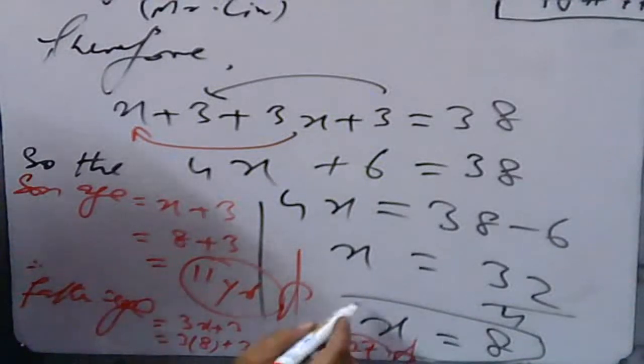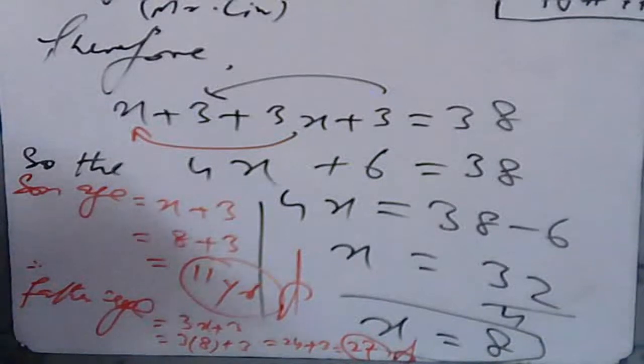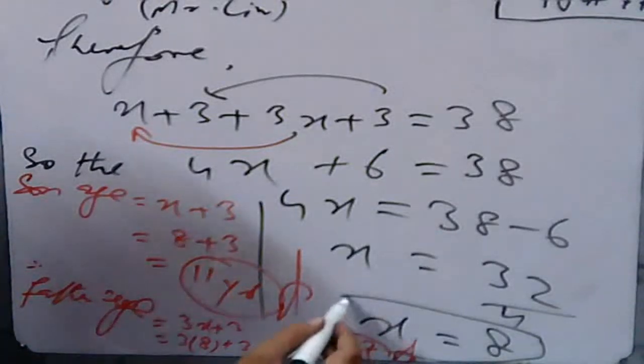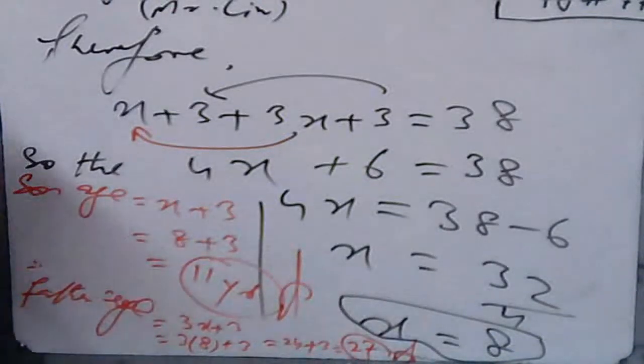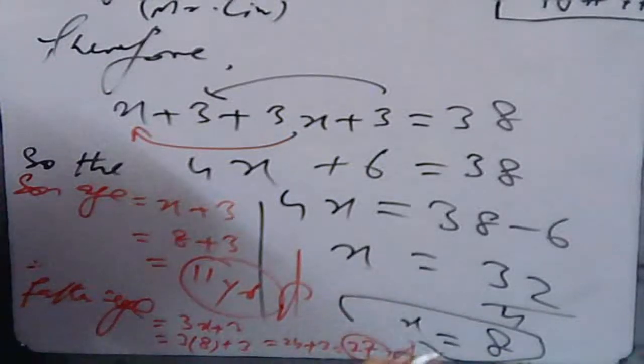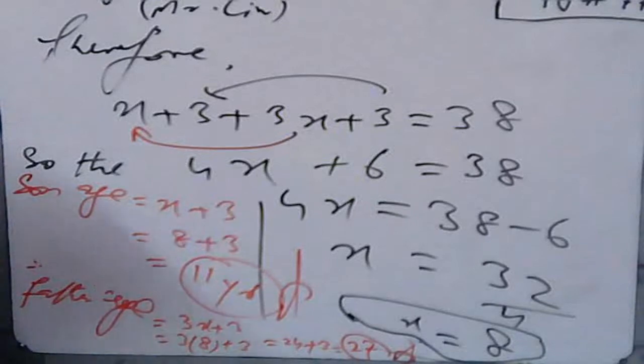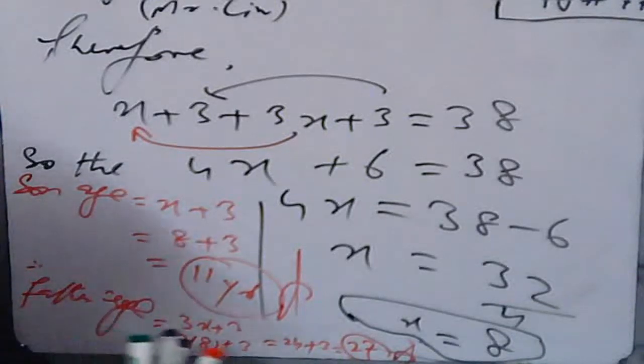So you have done a critical work here. So that is your required result: 27 years. The father's age is 27 years while the son's age is 11 years.